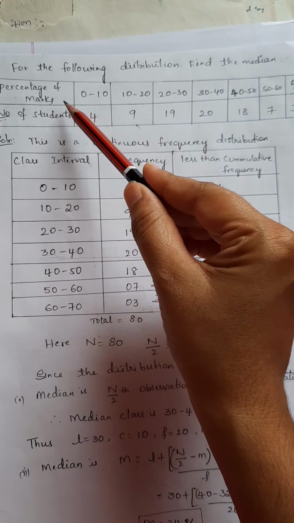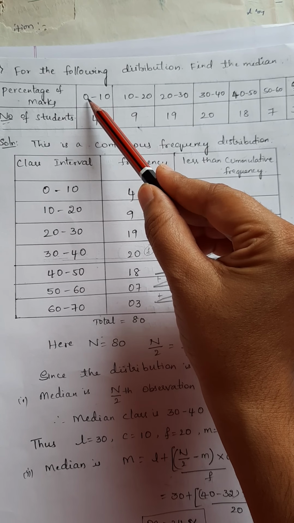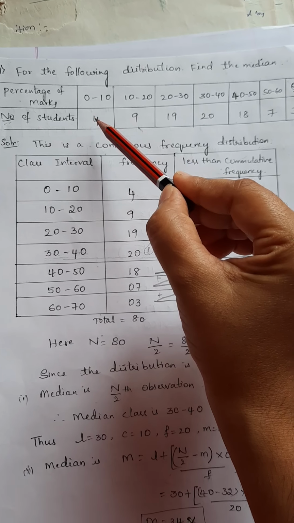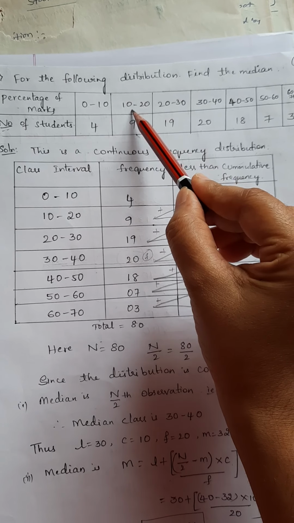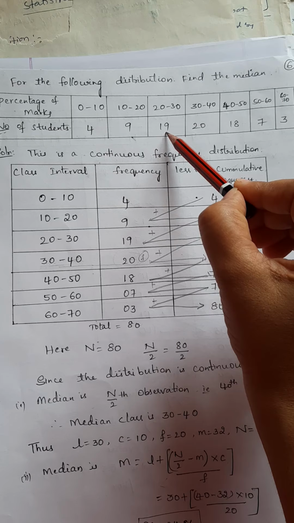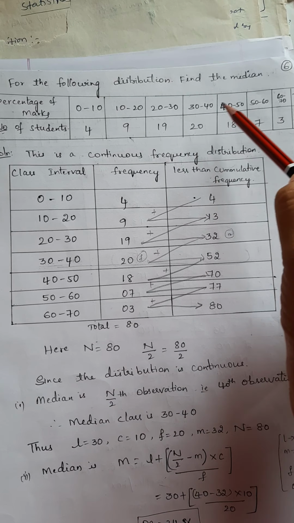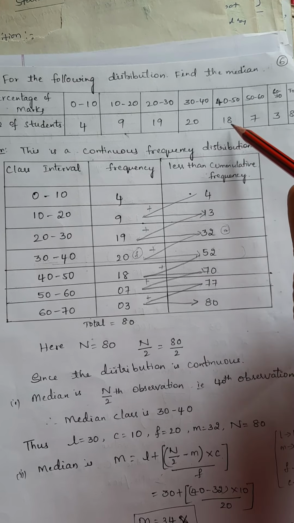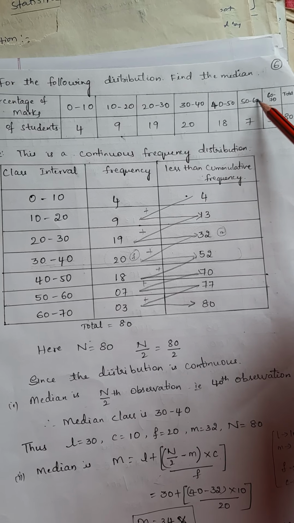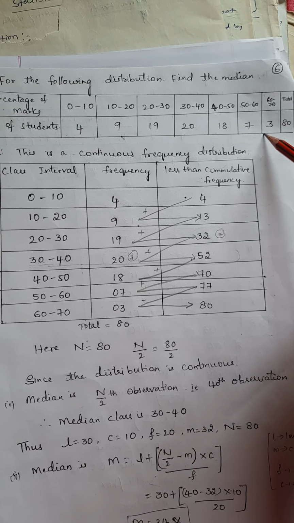Here, percentage of marks along with number of students is given. Percentage of marks is between 0 to 10, there are 4 students. Between 10 to 20, there are 9 students. Between 20 to 30, there are 19 students. Between 30 to 40, there are 20 students. Between 40 to 50, 18 students. 50 to 60, 7 students. 60 to 70, there are 3 students.